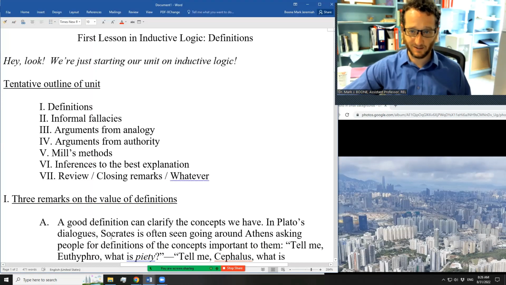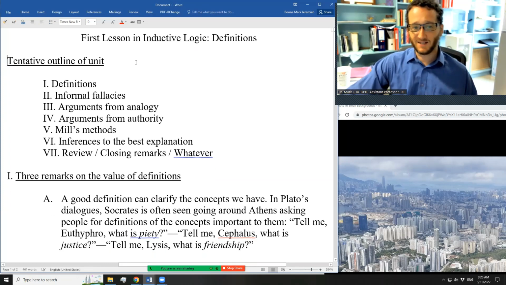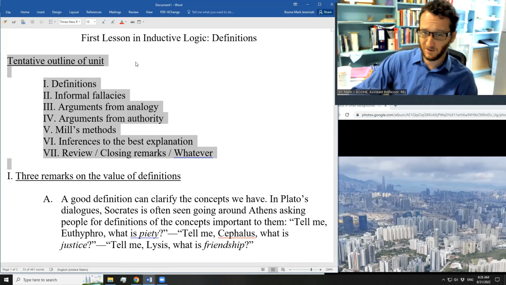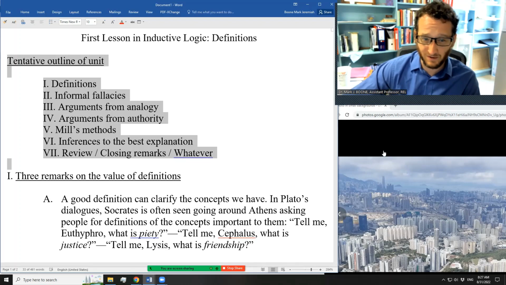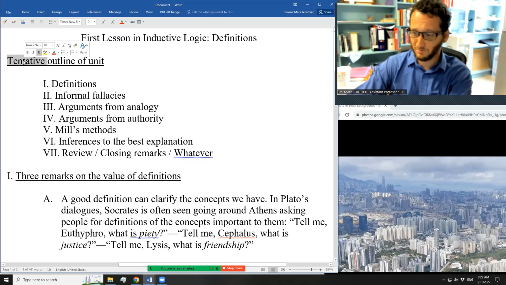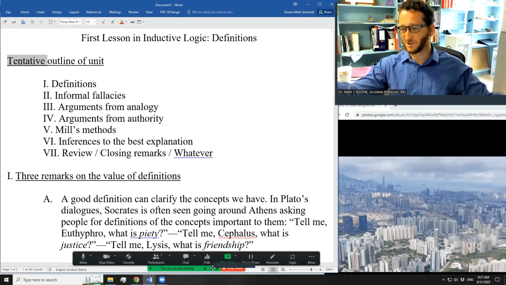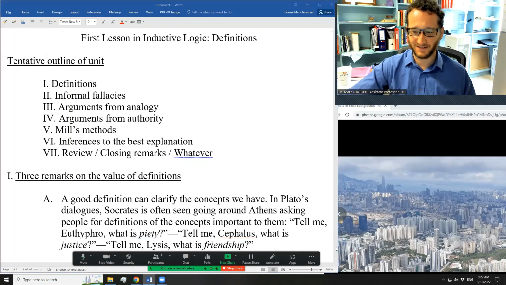It is our first lesson in inductive logic. We're just starting our unit on inductive logic at last. And a tentative outline for this unit will be this. We'll talk about definitions for 1, 2, 3 videos, I don't know. Informal fallacies for 2, 3, 4 videos, maybe 5. We'll do arguments from authority, arguments from analogy, probably 1 video each. Mill's methods, probably 1 video each, probably 1 video on inferences to the best explanation. And then we'll wrap it up with whatever seems necessary. Some review, some closing remarks, or whatever seems appropriate. This is, of course, a tentative outline. The very structure of this logic course is still somewhat undetermined. I'm still making up a lot of this as I go.